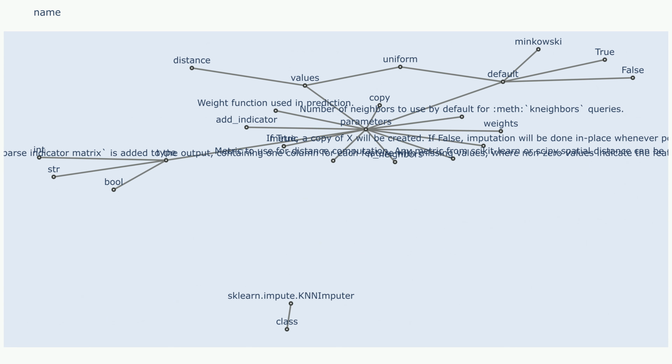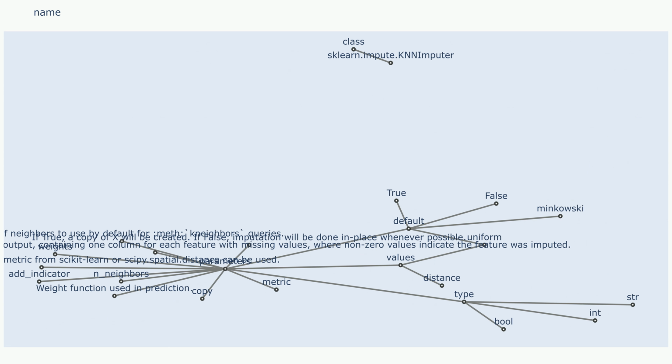By understanding the principles and configuration options of KNNImputer, you can effectively handle missing values in your dataset, leading to more accurate and reliable analysis and machine learning models. Remember to carefully consider the limitations and choose the most suitable imputation technique for your specific needs.